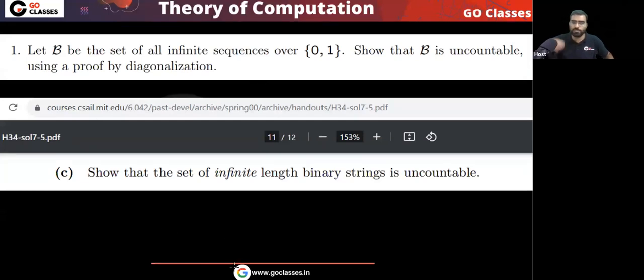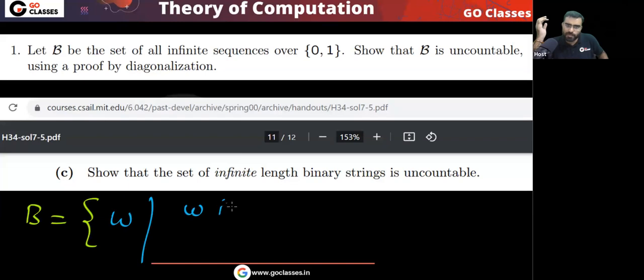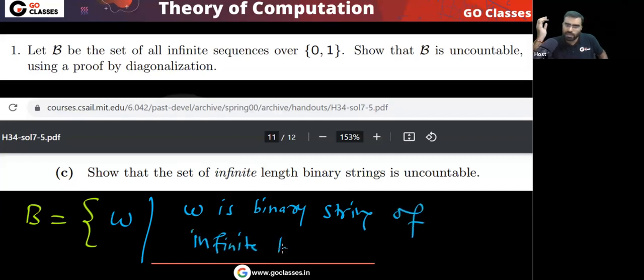Did you understand the question? Please tell me. The question is saying that the set of all infinite length binary strings, this is set B. W is a binary string of infinite length. Now we need to prove that this set is uncountable.